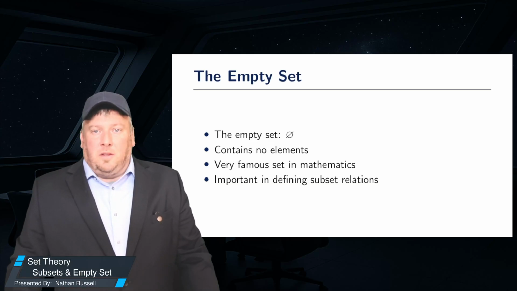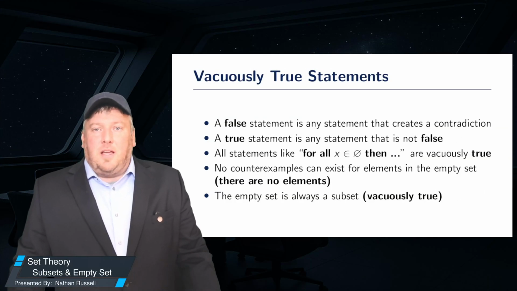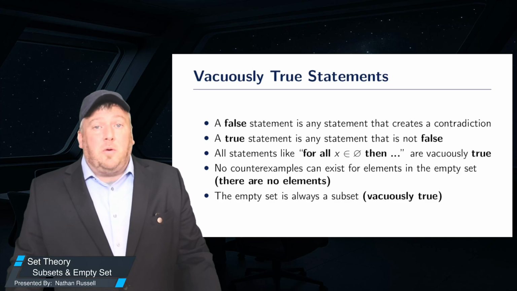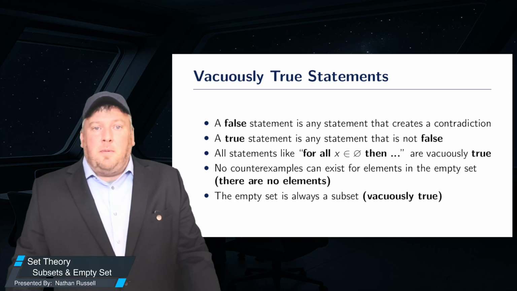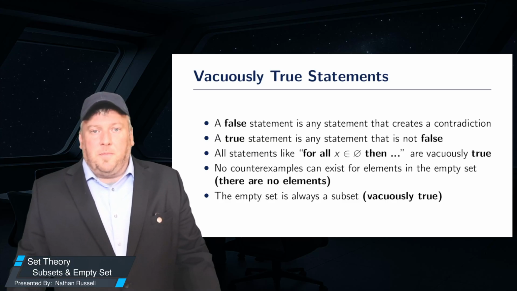It plays a key role in the logic of set theory. In mathematics, a false statement is anything that leads to a contradiction. A true statement is any statement that is not false. A vacuously true statement is a statement that is true simply because the alternative leads to a contradiction. The term vacuously true is reserved for instances where the statement may be difficult or clumsy to logically reason or explain as a true statement.